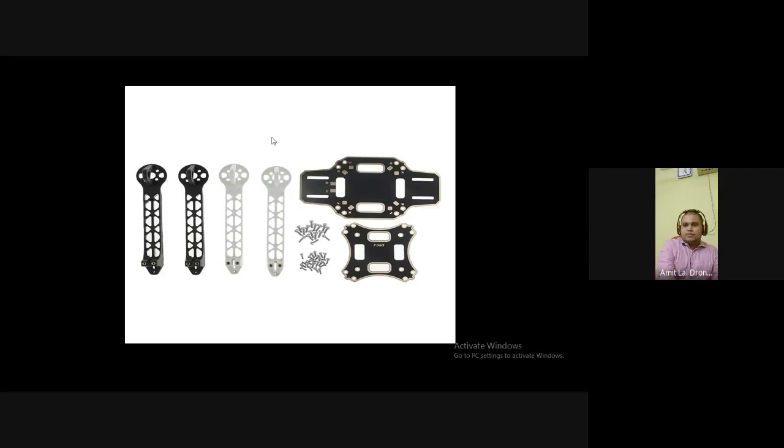Then comes the top plate, the other plate that you can see. What the top plate does is it covers the drone from the top, just like this one. It covers it from the top.